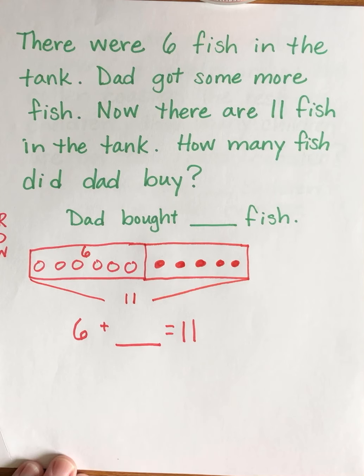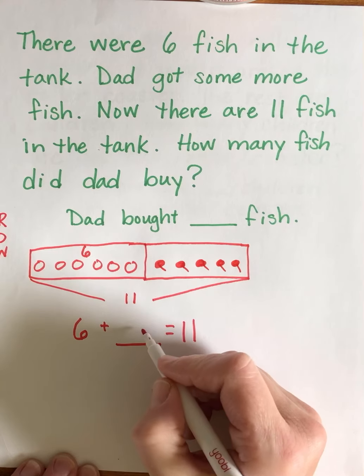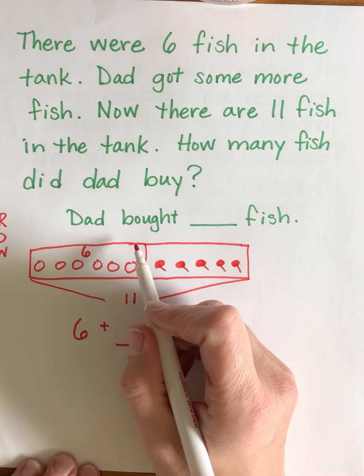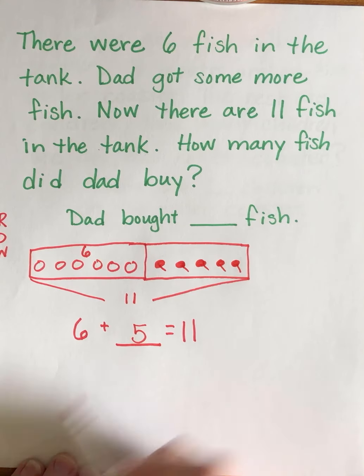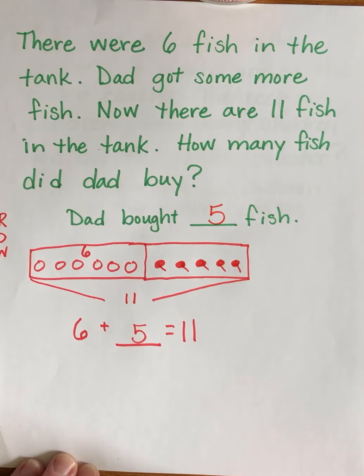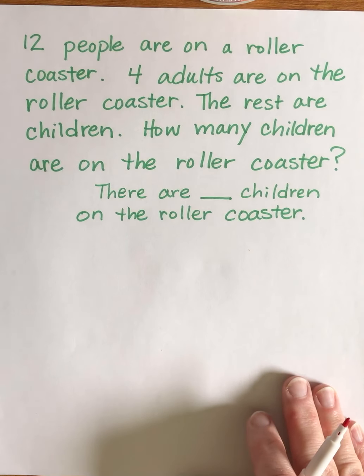To figure out what the number is that goes there, the number that tells how many fish Dad bought, I'm going to count the ones that I drew. 1, 2, 3, 4, 5. 6 plus 5 equals 11. And now I'm going to go back. I've written my number sentence. I'm going to go back and finish the statement. Dad bought 5 fish.